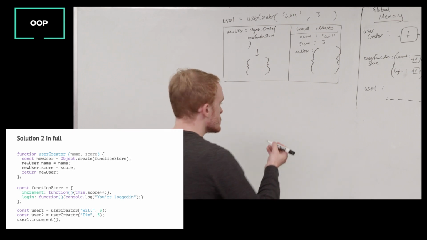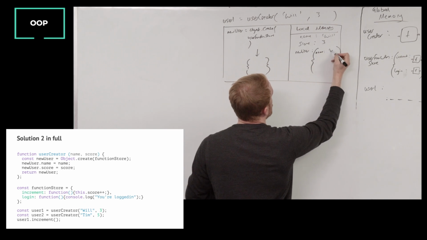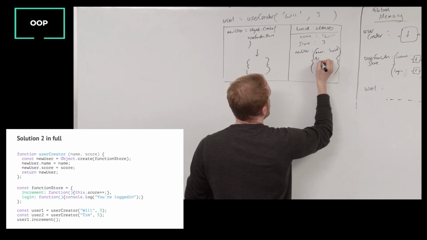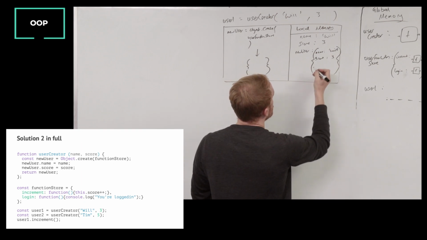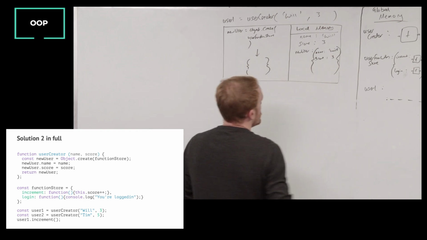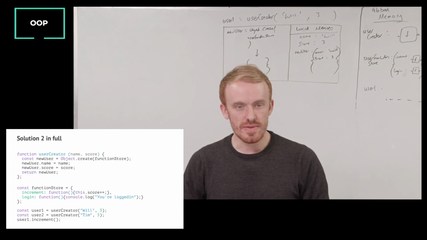So we're going to access that new user object and add a key name equal to the argument passed in, name. Very well put, Skylar. And then do the same for score, so that's equal to 3. Okay. And then, final line of the function.